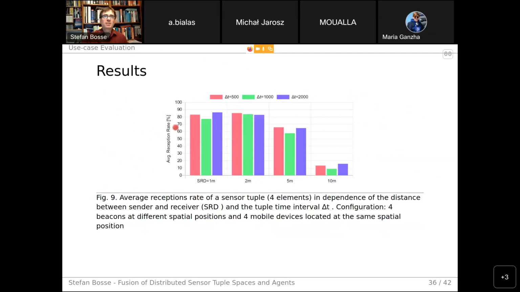Here's some statistics. Here you see the reception rate, very high in a short range, still high in 5 meter range, and interesting, in 10 meter range, still available. Some devices can communicate. And you see here the time interval where the advertisement packets were sent periodically has no impact on the reception rate.